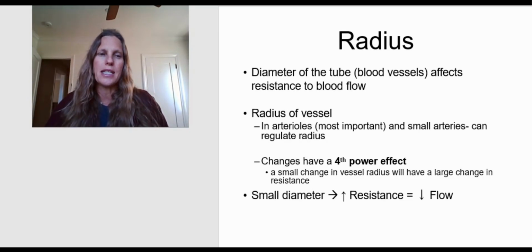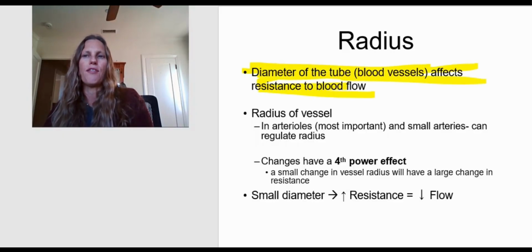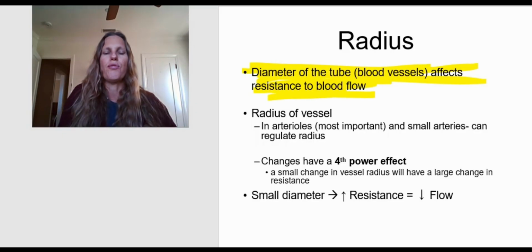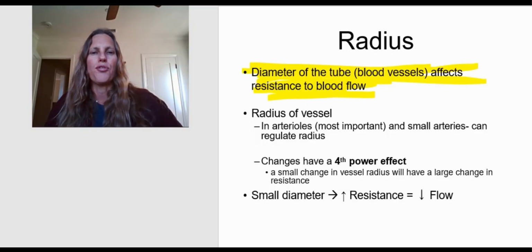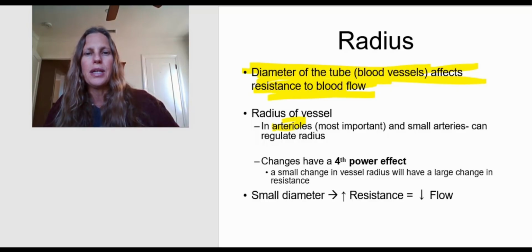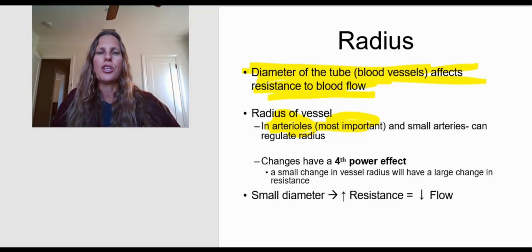That leaves us with the radius. This is the big player. The radius of the tube, the diameter of your blood vessels, is going to affect the resistance to flow. And this is the most important. And remember, what we're talking about here really are the arterioles. Those are the most important. You want to remember that. Small arteries as well, but the arterioles are where we're going to be able to regulate the radius of our tubes most efficiently. And this is a big deal.